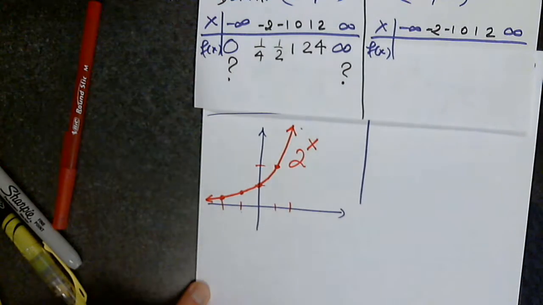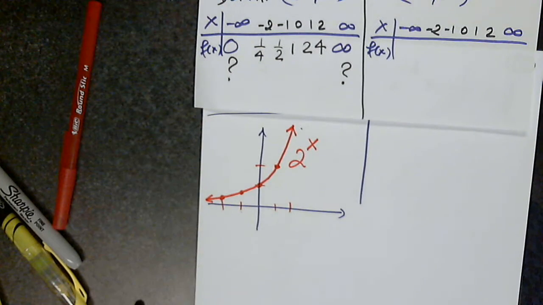Two raised to x. The graphing calculator. Let's punch in y equals. Clear if you have anything in there. 2 power. I like to put parentheses. And now I want to graph using the standard viewing window.